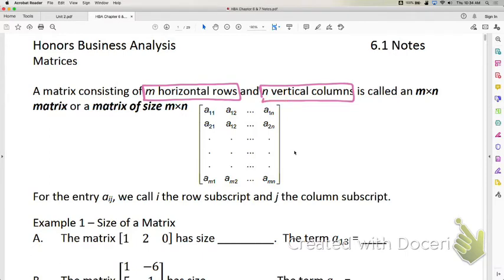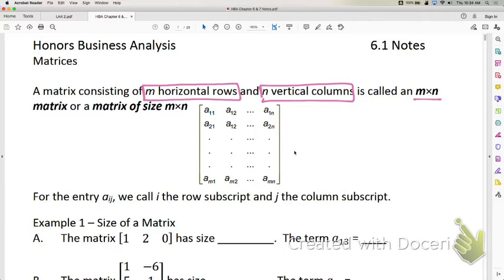Okay, so if we just say it generically, we would say M by N. To say that it's a different number of rows than columns. Sometimes it's the same, sometimes it's different. So we would say it's an M by N matrix or a matrix of size M by N.